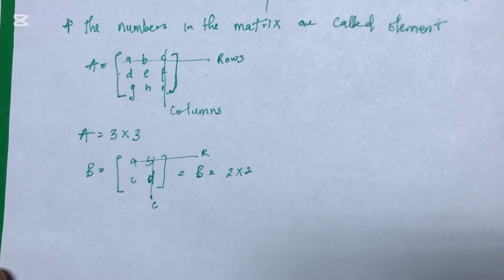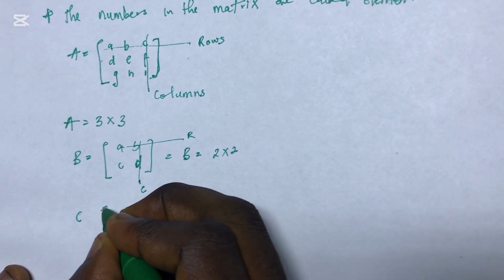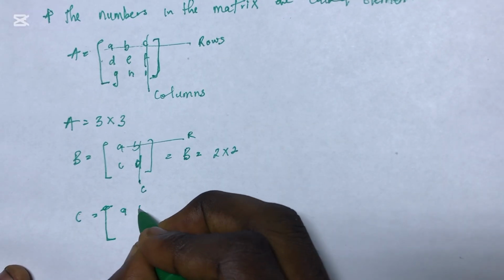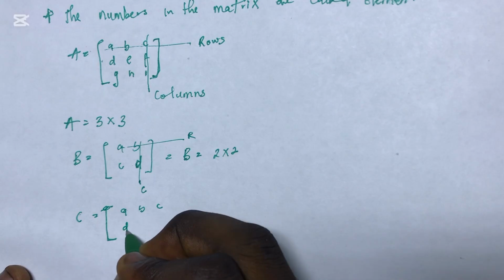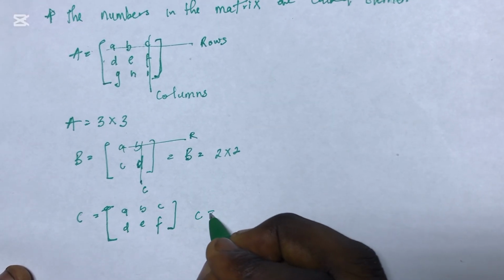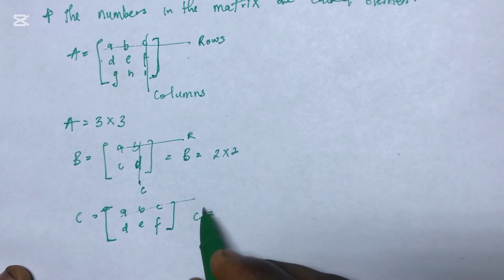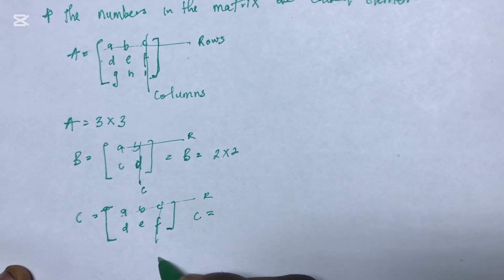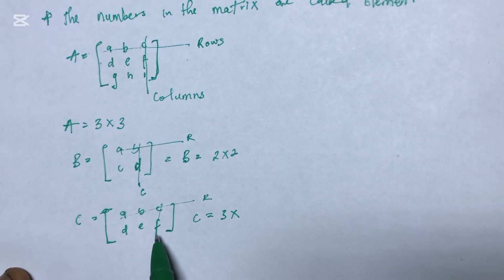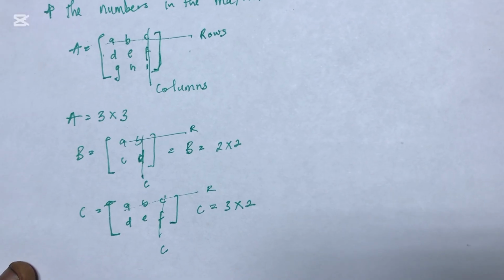We can also have C. Let's say we have A, B, C, D, E, and F. To identify this, we say how many rows? We have rows here, columns here. We have 3 rows by how many columns? Columns is 2.